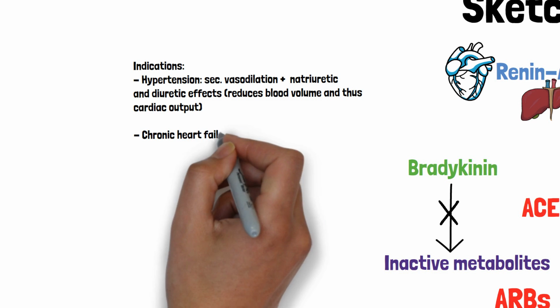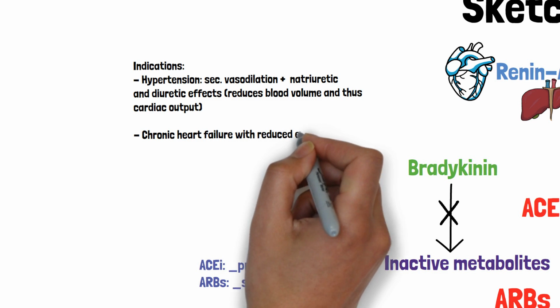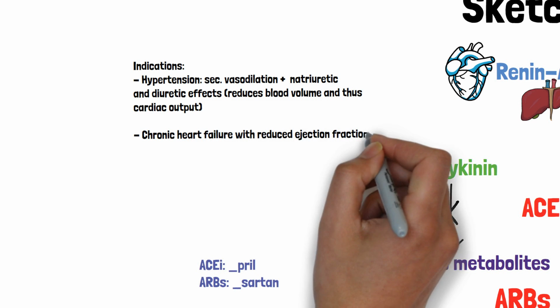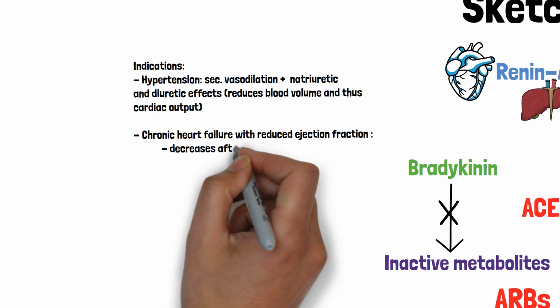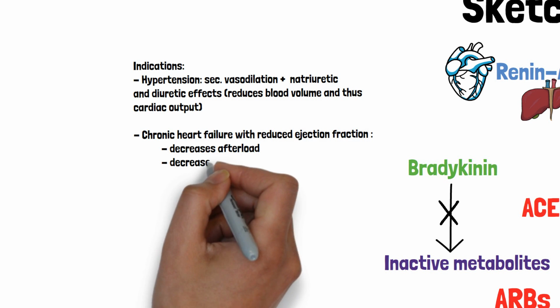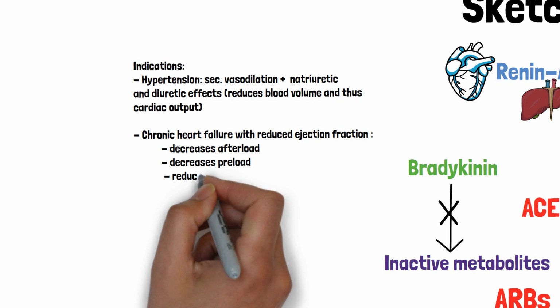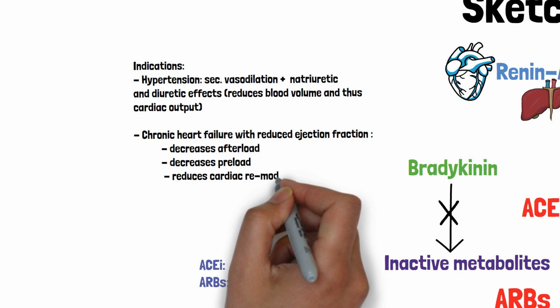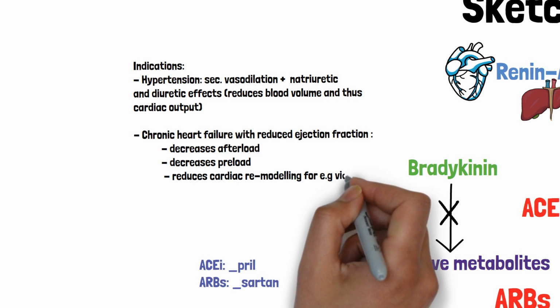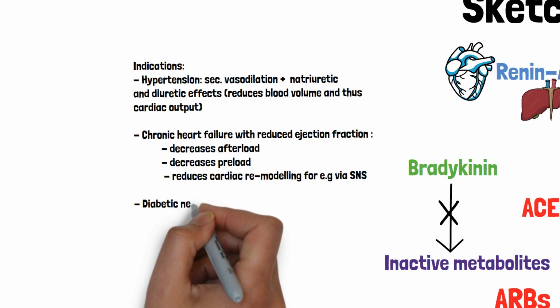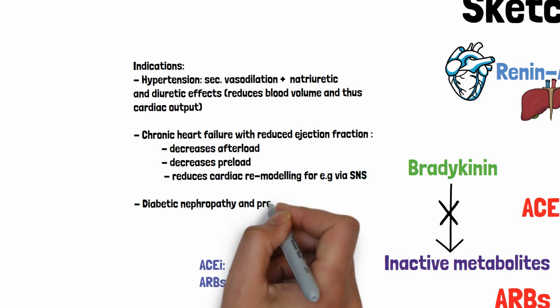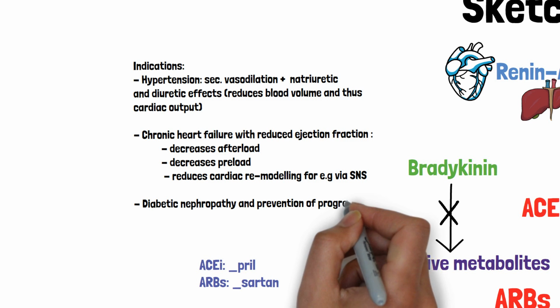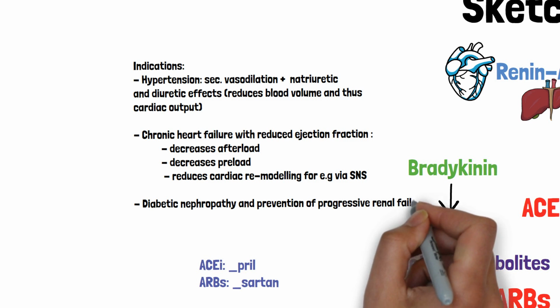In the setting of chronic heart failure with reduced ejection fraction, they decrease the afterload and preload, and also reduce the long-term effects of cardiac remodeling by the promotion of the sympathetic nervous system. They also are used in the setting of diabetic nephropathy and prevention or progression of renal failure.